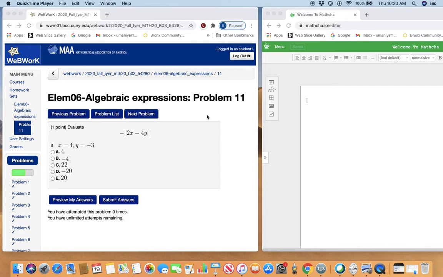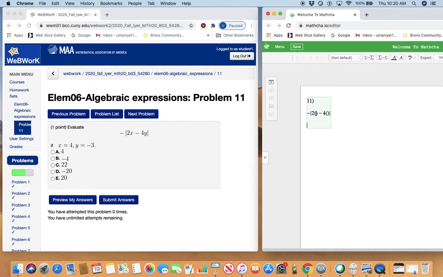Back, problem 11. Evaluate this particular expression. Okay, so let's try. So this is problem 11. You want to evaluate negative absolute value of 2 times x, minus 4 times y, absolute value. Notice how I'm replacing each variable by parentheses.